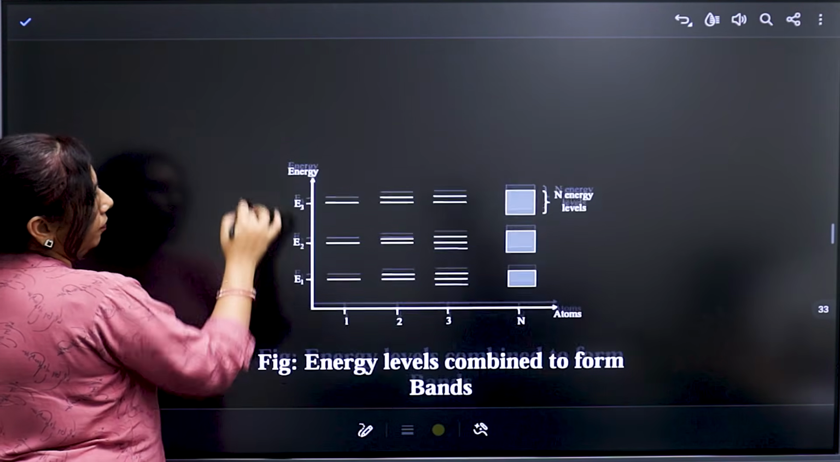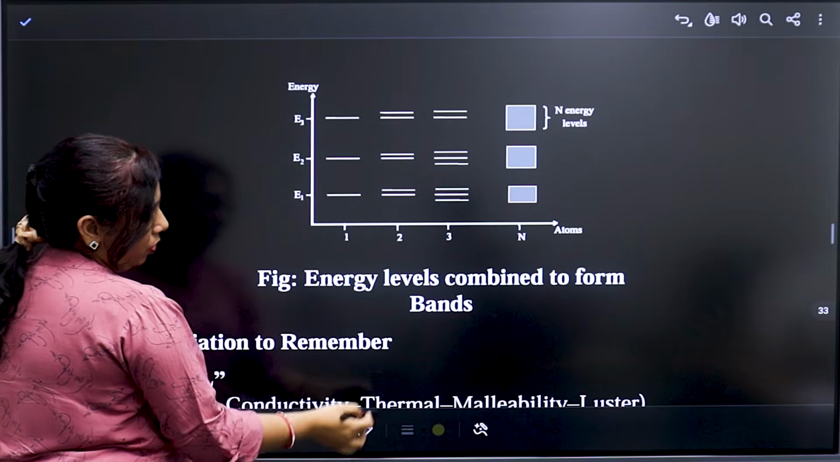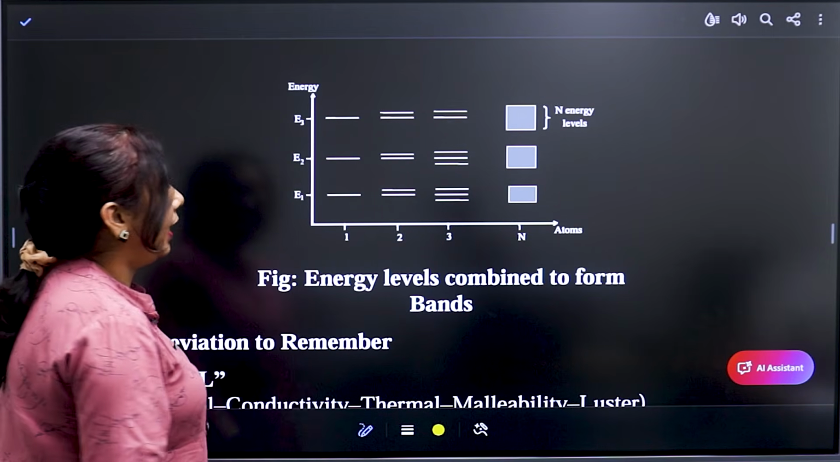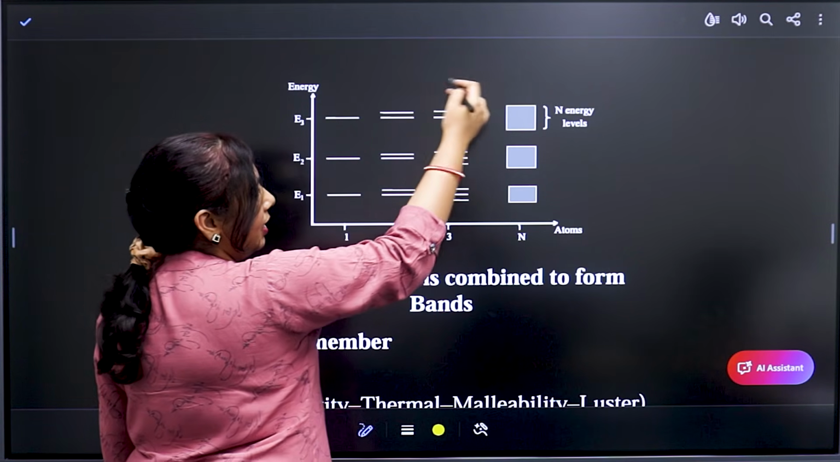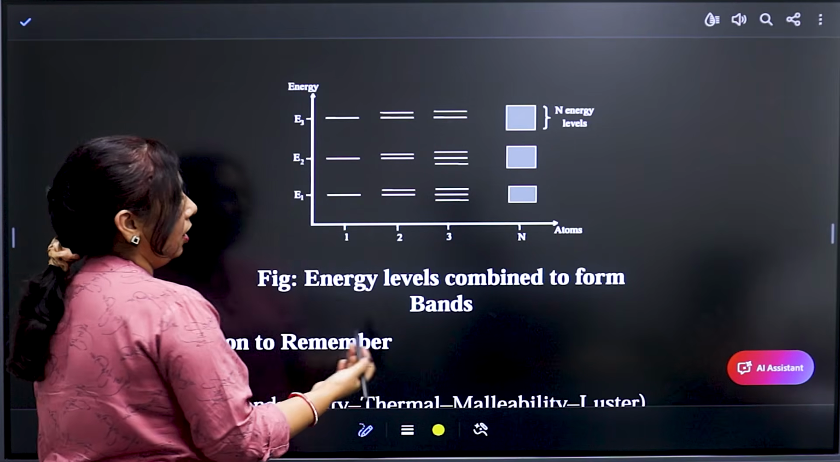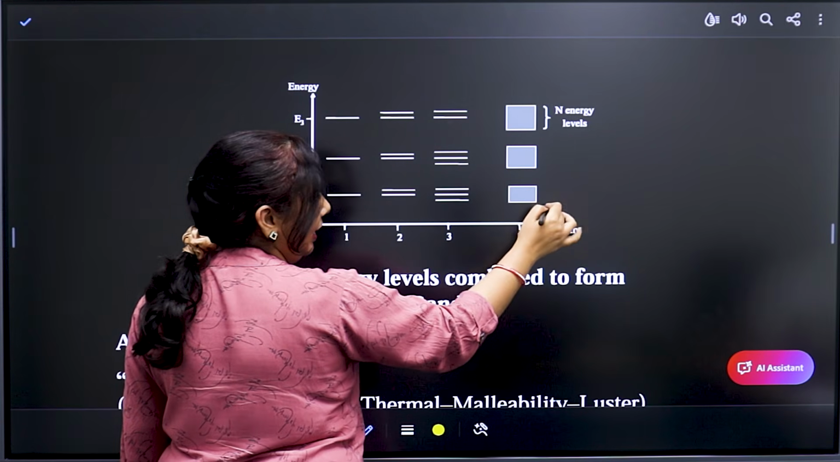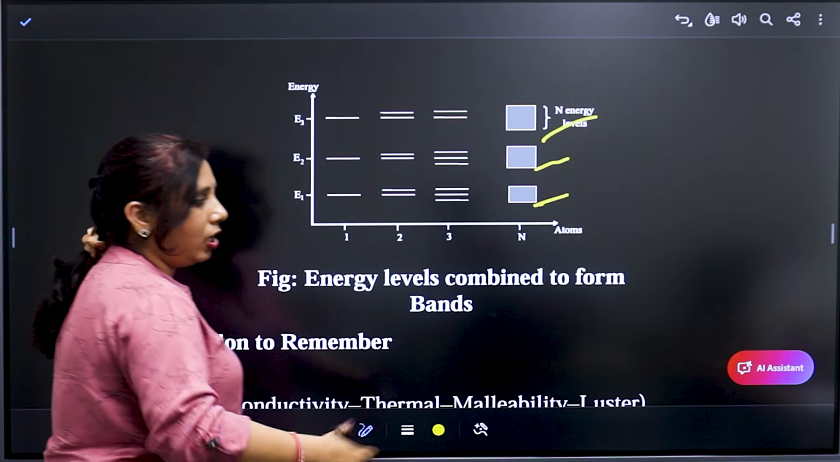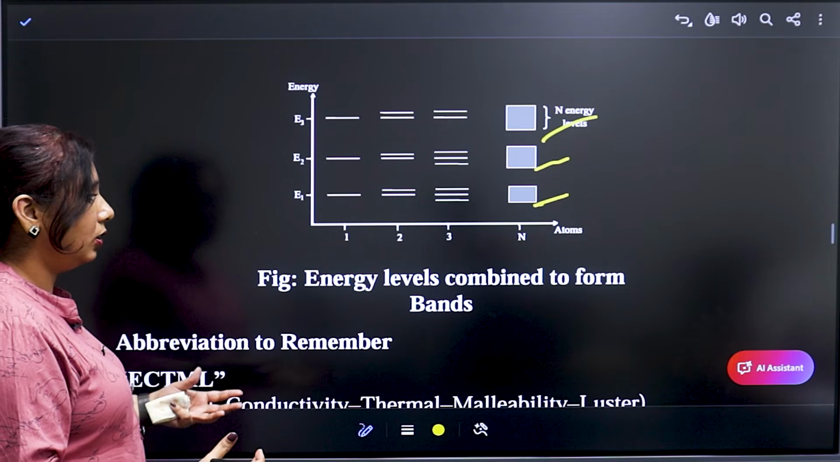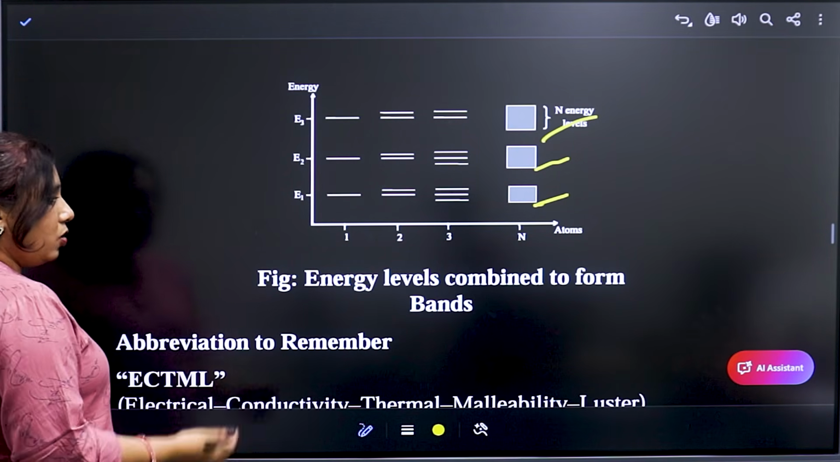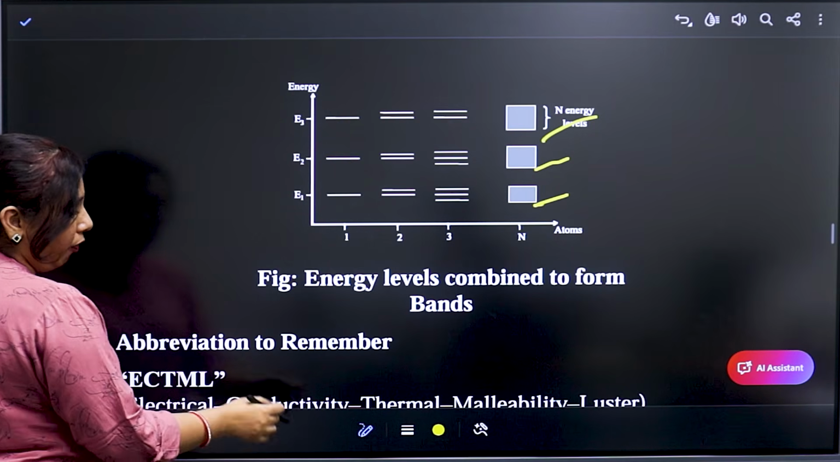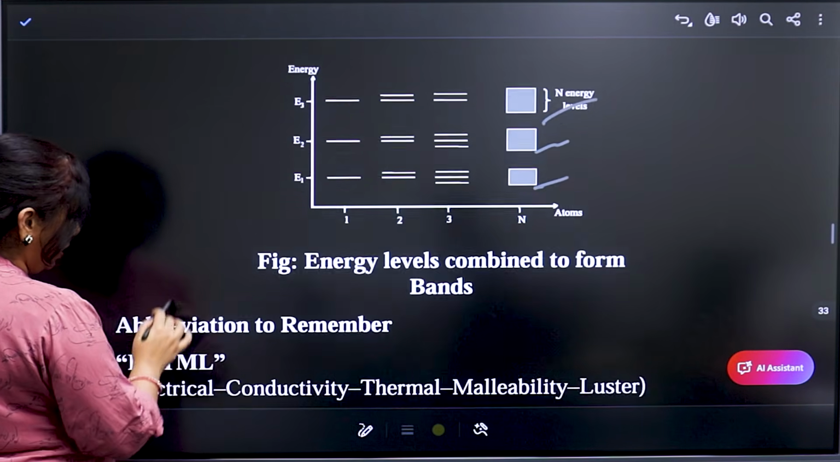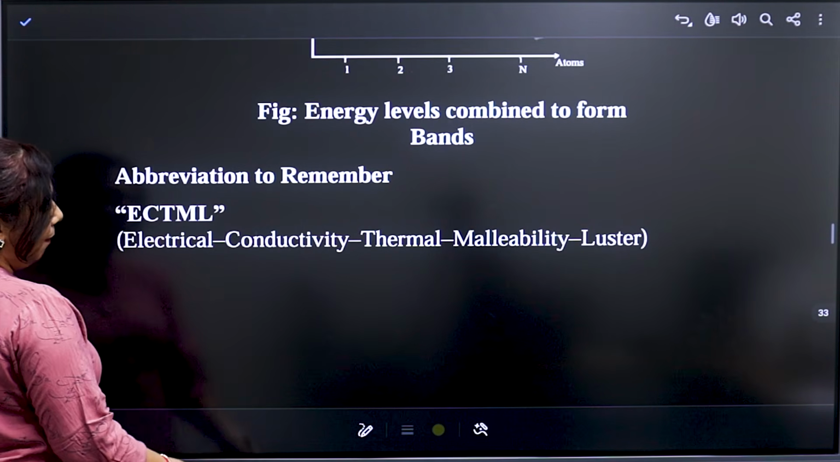Here they are arranged according to their energy. The least energy, then higher, and still higher, because the energy level and number of bands are also increasing. So this is how bands are formed, and to remember this, we have ECT-ML.